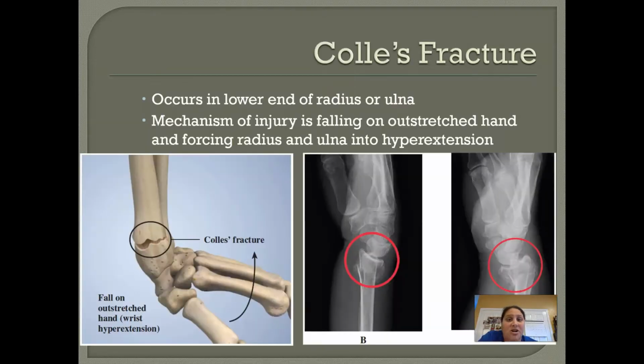Colles fracture is on the lower end of the radius and ulna, so the distal third, and usually it happens from falling on an outstretched hand. I've had it, it sucks, it's not fun. Don't recommend breaking any bones.